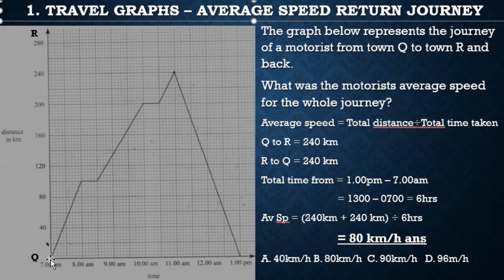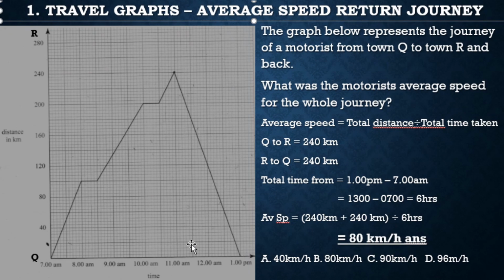Or you can count the intervals from 7 to 1 p.m.: 7 to 8, 8 to 9, 9 to 10, 10 to 11, 11 to 12, 12 to 1. Those are 6 hours, counting the intervals. So you divide now 480 divided by 6. Candidates, be very keen. When you are told it's a return journey, you must move from Q to R, which is 240 kilometers, and again back to Q, another 240. So 480 divided by the 6 hours we have got gives us 80 kilometers per hour.